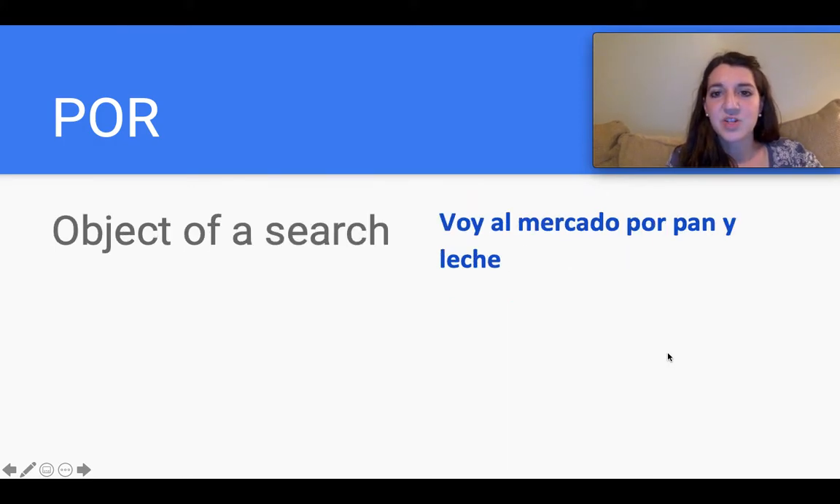Object of a search. I'm going to go to the market or to the store for bread and milk. These days it's toilet paper, sanitizers and wipes, right? So if you go somewhere searching for something, that's what you're going to get.